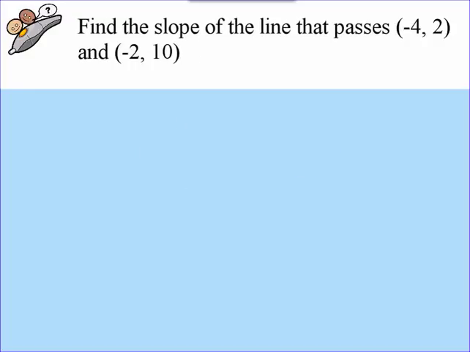Okay, here we go. Find the slope of the line that passes through (-4, 2) and (-2, 10). (-4, 2) and (-2, 10).